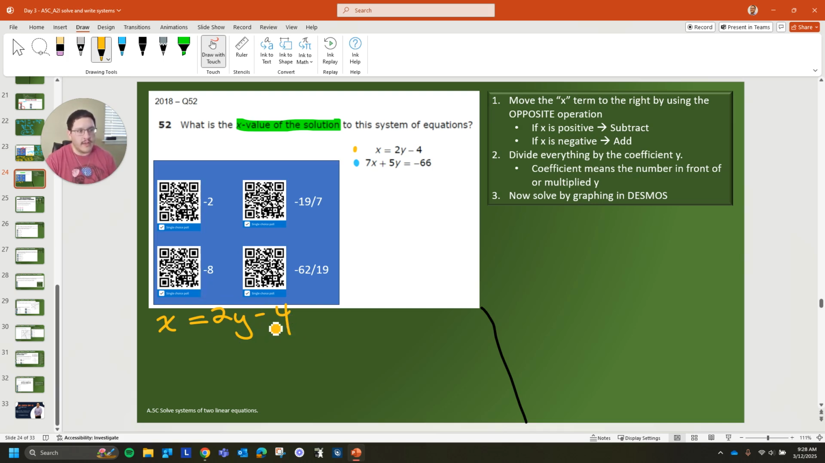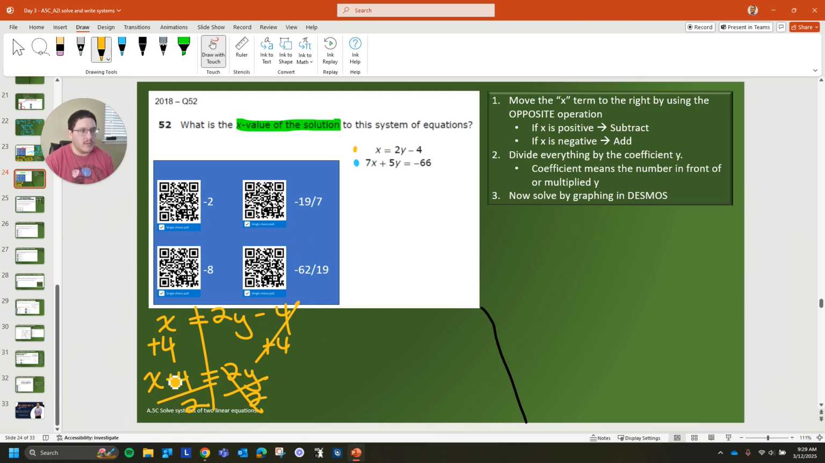Notice how the 4 is being subtracted. So we're going to add 4 to both sides. You don't have to draw this line, but I like to draw the line to signify the left and the right. So on the left side we have x plus 4, and on the right side we have 2y. Now I'm going to divide everything by 2. And I'm going to show you one of two forms. The form which I prefer is slope-intercept form.